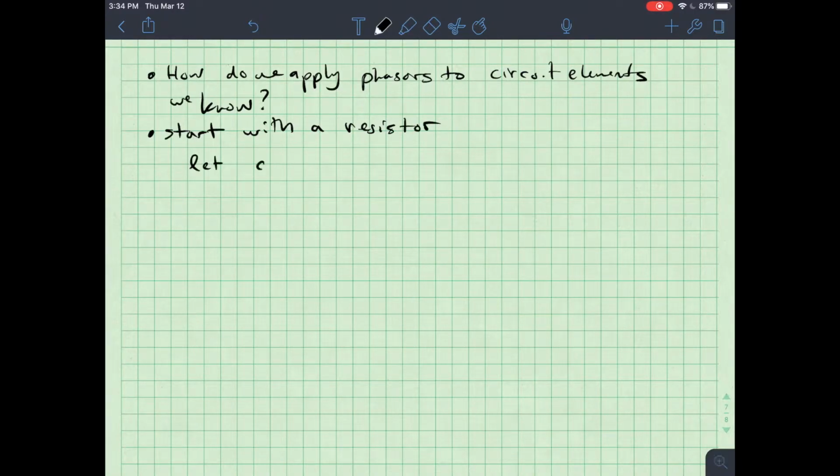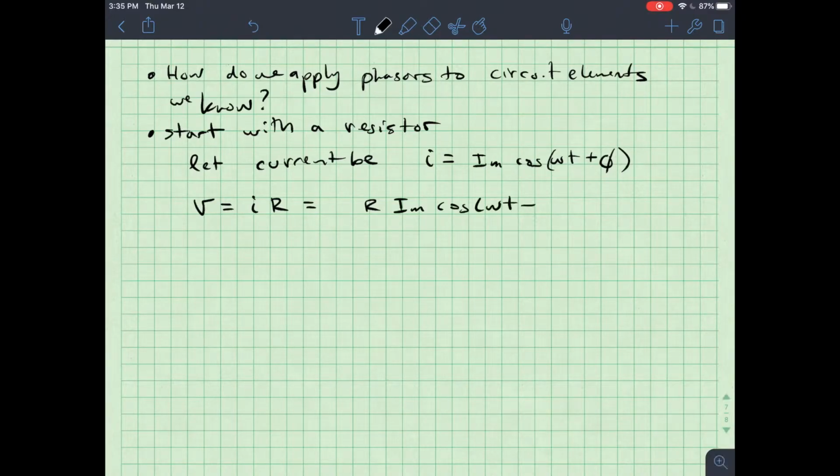So let's allow current to be I, which is Im cosine omega t plus phi. And then V, because of Ohm's law, is equal to that current times the resistance, which is the same as R times Im cosine omega t plus phi.